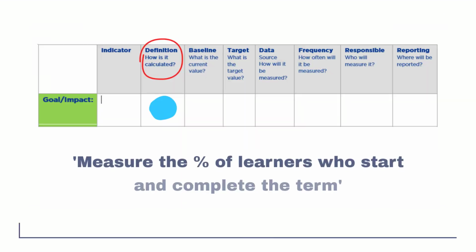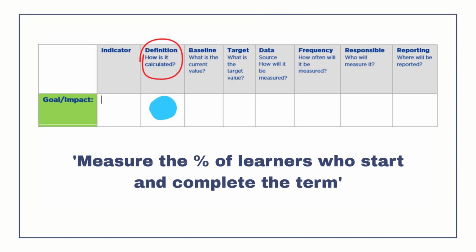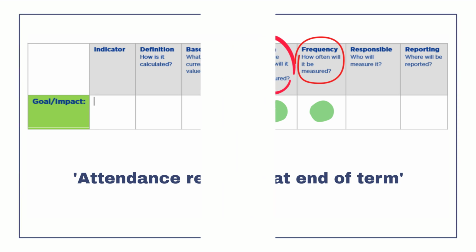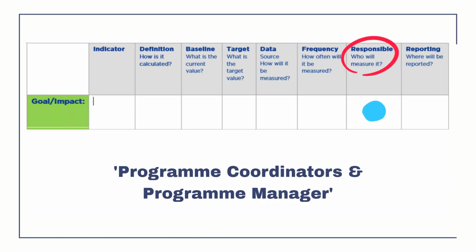We will measure the percentage of learners who start a term and complete the term. We will do this using attendance registers at the end of every term. It will be the responsibility of each program coordinator to capture the attendance, names, and unique identifiers correctly, and it will be the responsibility of the program manager to analyze the data to determine the percentage each term.